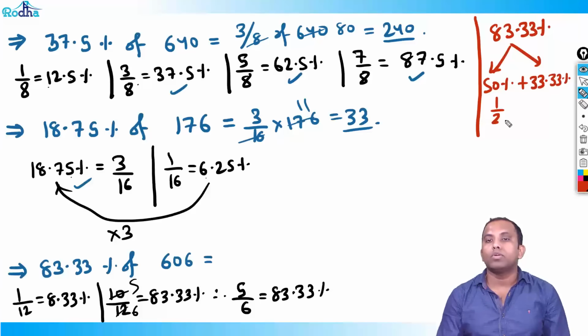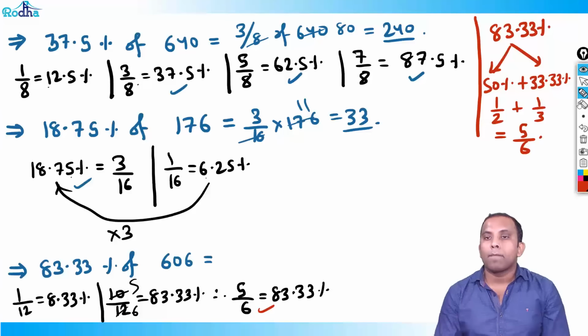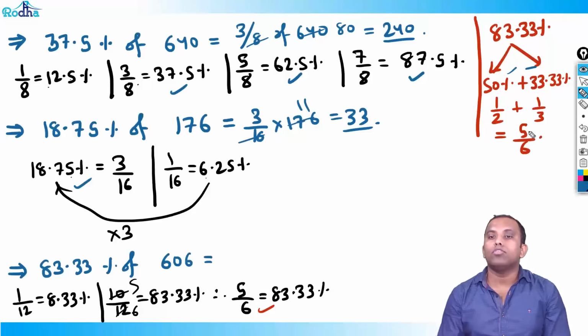What is 50%? 1 by 2. What is 33.33%? 1 by 3. 1 by 2 plus 1 by 3, how much? 5 by 6. So 5 by 6 is 83.33%. What is the answer here? So this value is ultimately the same. Either you go by the 1 by 12 way, or you go by just breaking these numbers. What is the value of 83.33%? 5 by 6. Remember it.